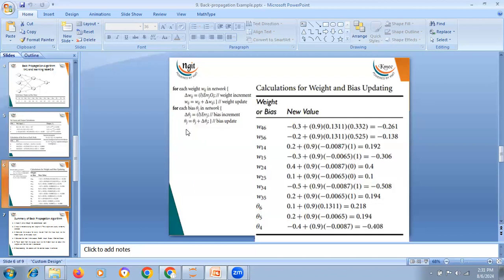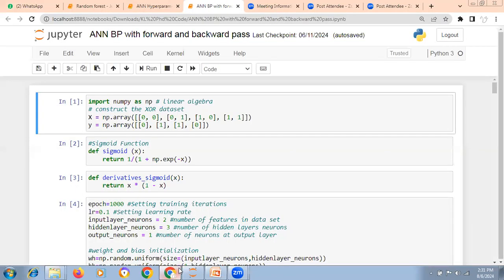So these are all the formulas you should remember while you are implementing the code for the forward pass and backward pass. Now let us see the code. Okay. Now here I have implemented forward pass and backward pass for which gate? XOR gate.